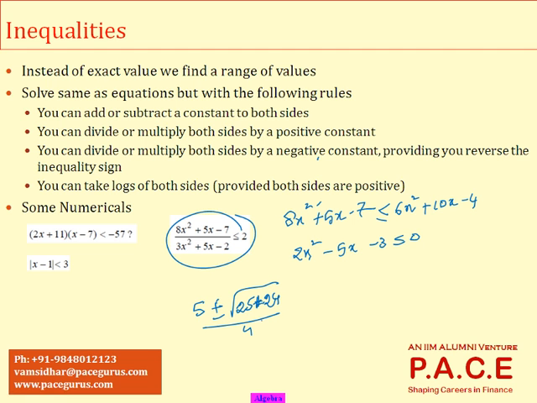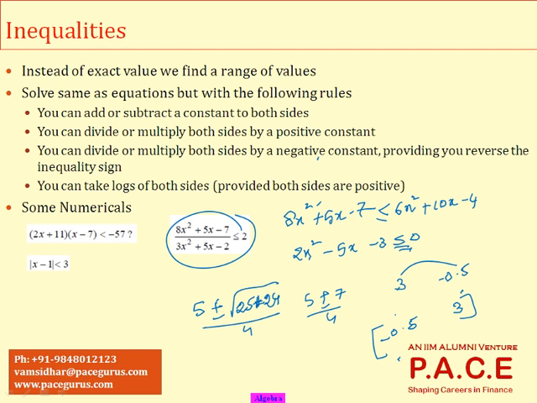Divided by 4. So it comes out to 5 plus or minus 7 by 4. So 5 plus 7, 12 by 4 is 3. 5 minus 7, minus 2 by 4 is minus 0.5. And because there is a less than or equal to sign, I can very well say that x lies between minus 0.5 and 3. And because there is an equal to, even these values are included in the interval. Even minus 0.5 and 3 are included in the interval.